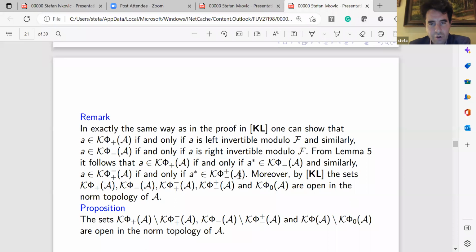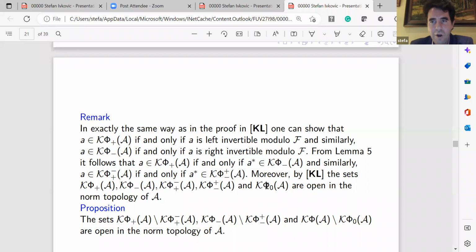And also recall this lemma for the openness of the set. If we fix a pair of projections and A is invertible up to this pair, then if C is sufficiently small in the norm, then A plus C is invertible up to the same pair. This lemma by Keckic and Lazovic is important in order to show that all these classes of operators which we defined now are open in the norm topology of A.